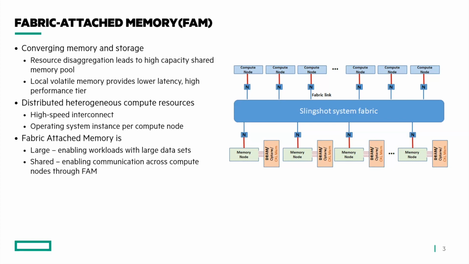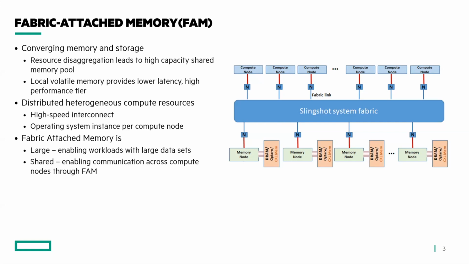Each of these compute nodes runs its own instance of the operating system, and the number of compute nodes can scale up to tens of thousands of nodes. The shared memory here is constructed from nodes called memory nodes. These memory nodes are connected to the same fabric, with each of them contributing a portion of their locally available memory to the shared memory pool. So this architecture allows scaling of both compute and memory resources independently of each other. Such resource disaggregation allows us to create a large shared memory pool, which is referred to as fabric-attached memory.